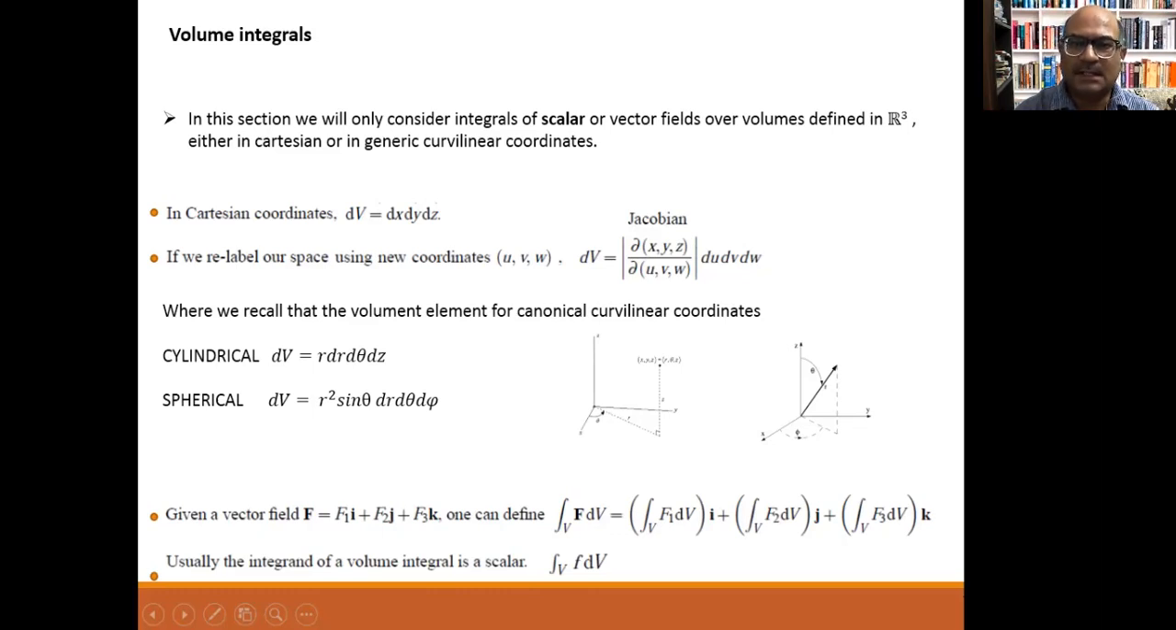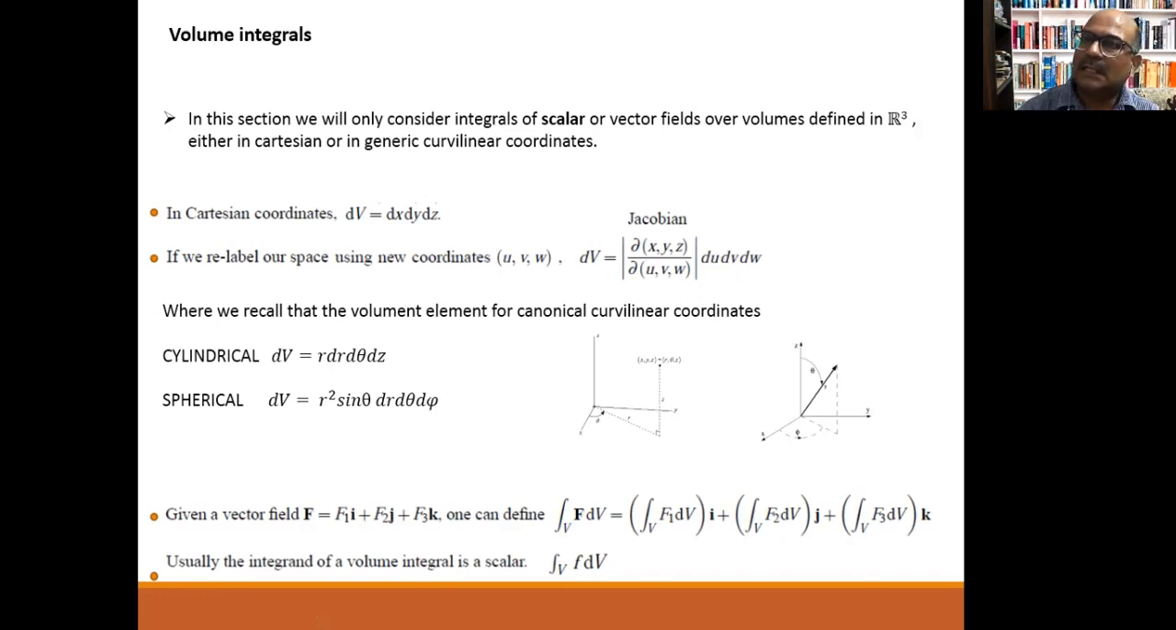Here in this section, we consider integrals of scalar or vector fields over a volume defined in different curvilinear coordinates, Cartesian or so. In Cartesian coordinates, the small volume dV can be given by dx dy dz. We can redefine this for cylindrical or spherical also. Cylindrical dV is equal to r dr d theta dz, and for spherical dV is r squared sine theta dr d theta d phi.